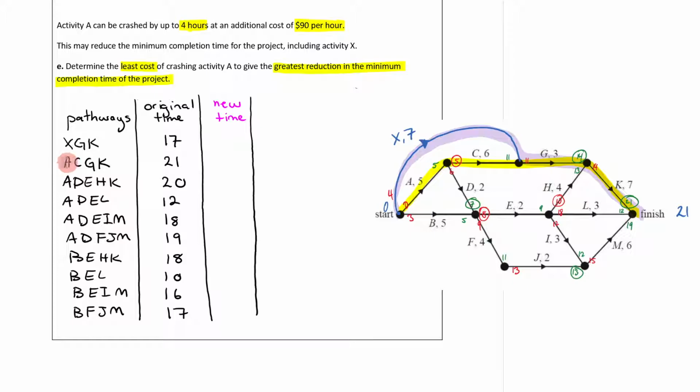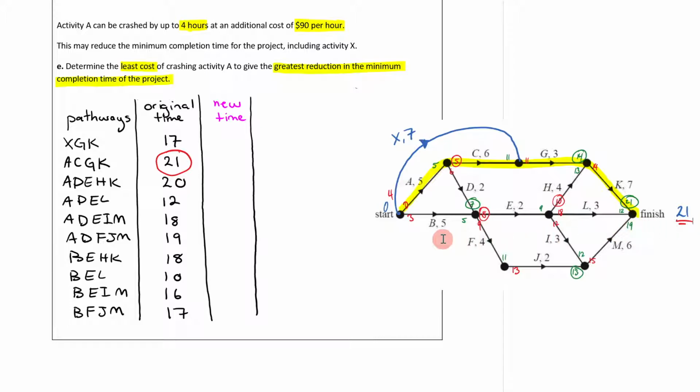Or maybe I go A, C, G, K. So A, C, G, K would be 5 plus 6 plus 3 plus 7 is 21. And that's what we've done for all of them. Now, as you can see, doing it like this, listing all the possible pathways, allows us to figure out what the critical or the minimum completion time is going to be, because the biggest number here is 21, and that's what we found the minimum completion time is, 21.